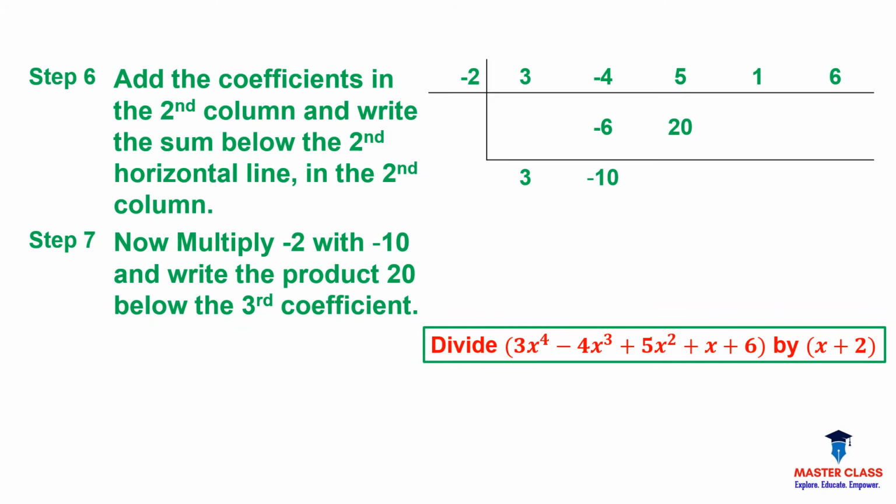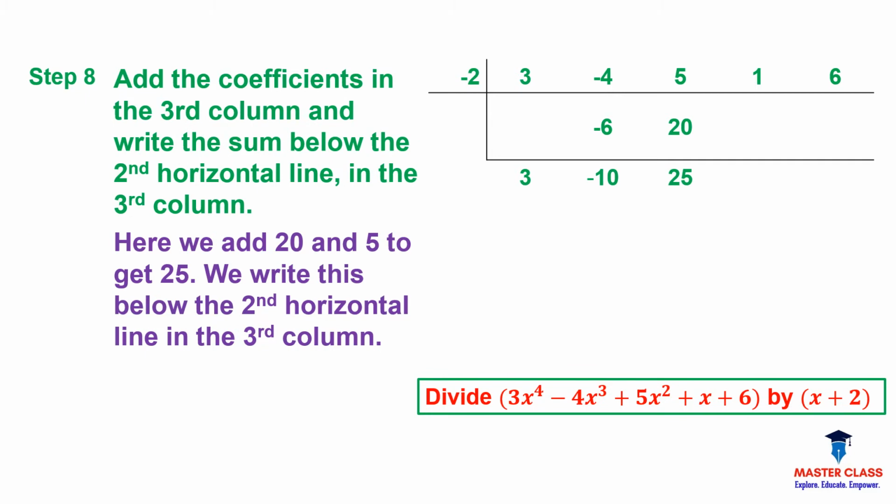Now multiply minus 2 with minus 10 and write the product 20 below the third coefficient. Add the coefficients in the third column and write the sum below the second horizontal line in the third column. Here we add 20 and 5 to get 25. We write this below the second horizontal line in the third column.